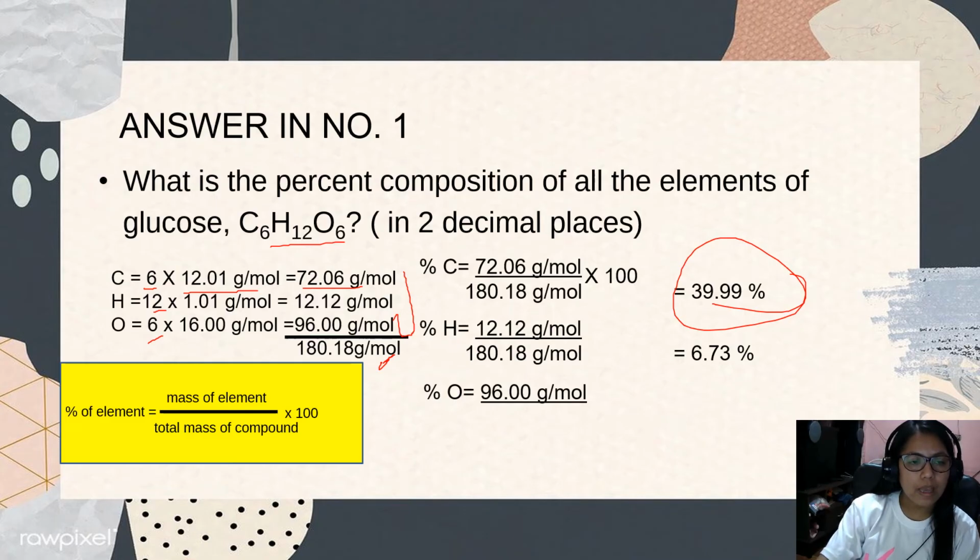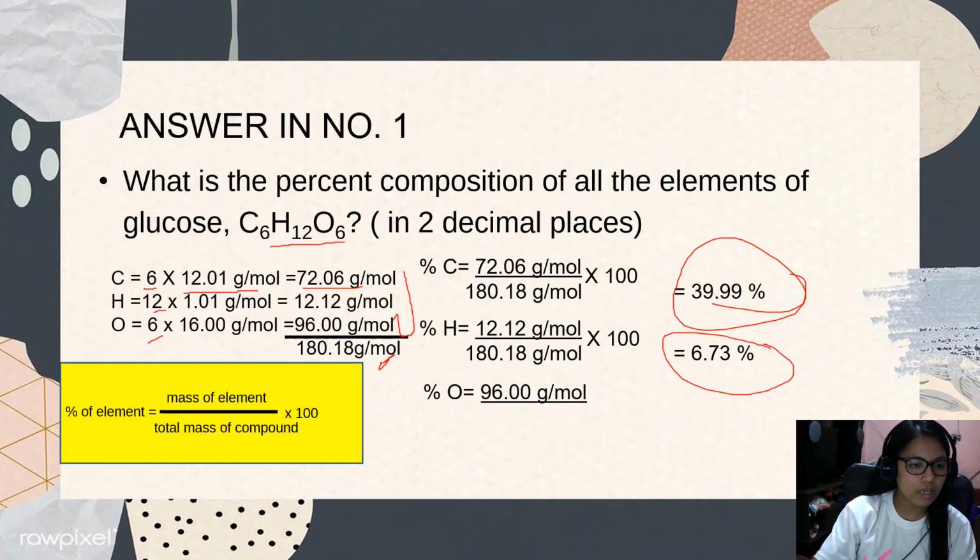I-divide natin siya sa 180 gram per mole, which is the total mass of the compound. So, multiply sa 100, the answer will be 6.73%. Next is the oxygen.